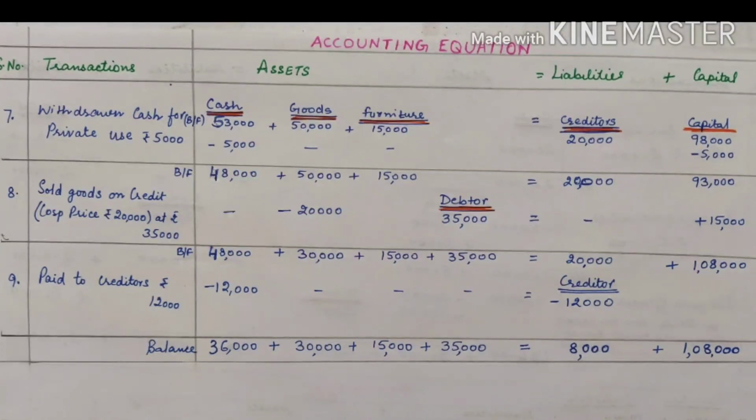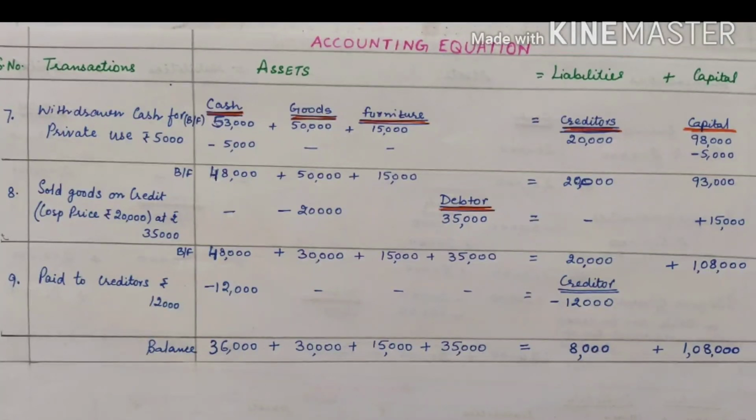Paid to creditor. Here two accounts are created. One is the creditor and the second one is cash, because the creditor is paid in the form of cash. So the impact on the accounting equation is that on one side cash is reduced by 12,000, on the other side the liability of the creditor is reduced by this transaction. So 12,000 is also reduced from the creditor.